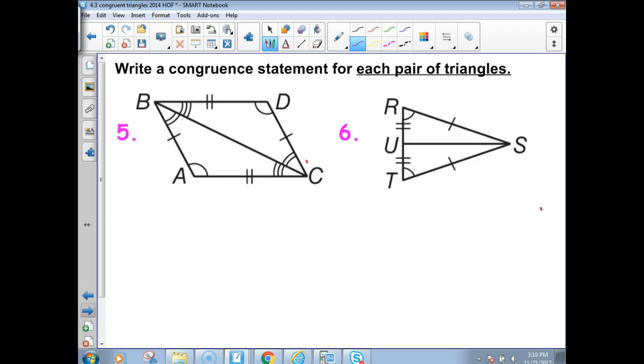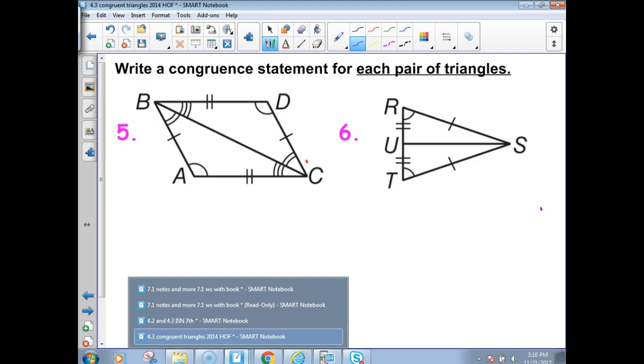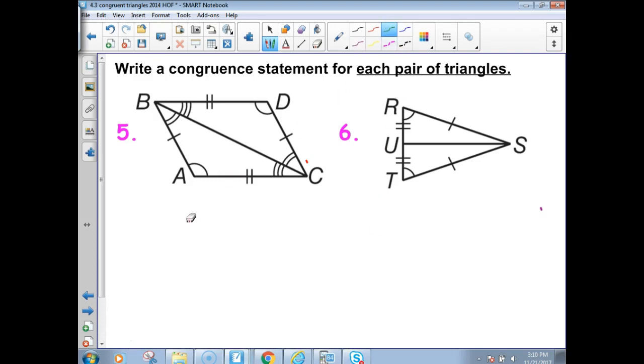All right, number 5. Name me a triangle, please. Thank you. He made a word. All right, CAB. Thank you, Dakasha. All right, CAB. I like that.